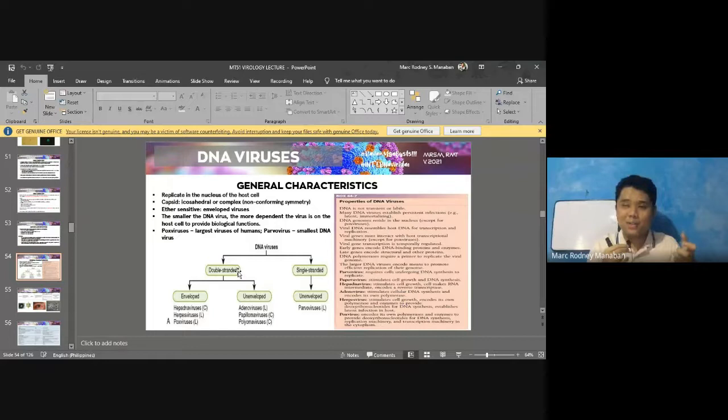Now, pox viruses are considered to be the largest among all the viruses, okay? Not only among DNA viruses, it is the largest of all viruses, regardless of whether DNA or RNA. The largest of all the viruses of humans and the most complex, the pox virus. Parvovirus is the smallest among the DNA viruses. Take note of that. So pox virus is the largest virus affecting humans, and parvovirus is the smallest DNA virus. That's specific, smallest DNA.